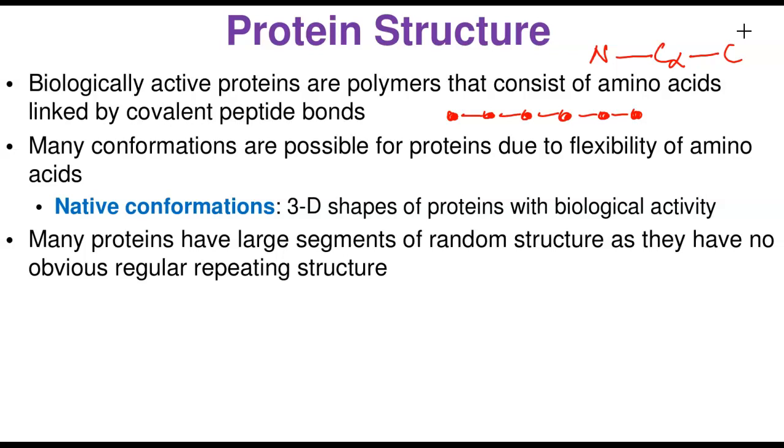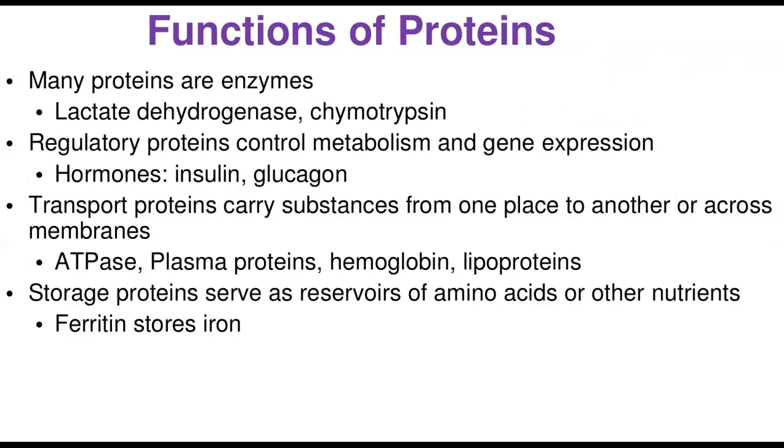Of course, many proteins have large segments of random structure, as they have no obvious repeating structure. They have an obvious repeating pattern, which is the amino acid pattern, but the structure may not be very obvious because those amino acids can fold on each other and turn in different dimensions, as we're going to see in their 3D.